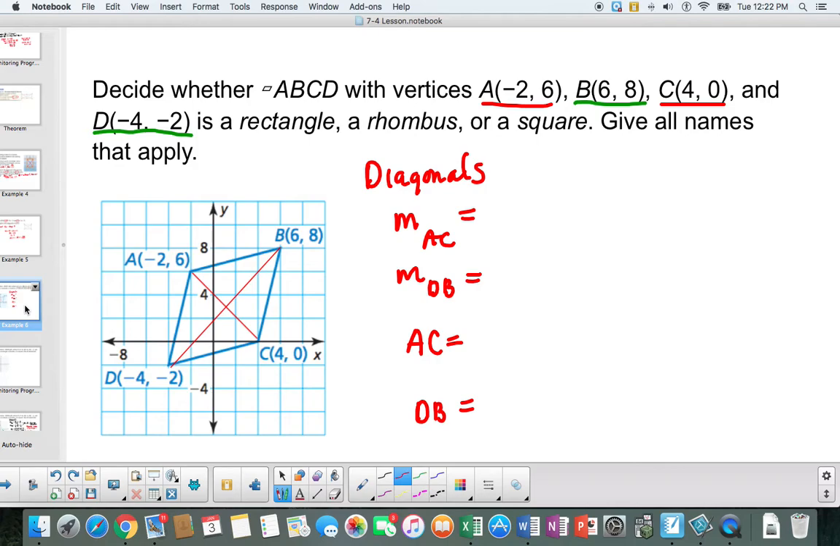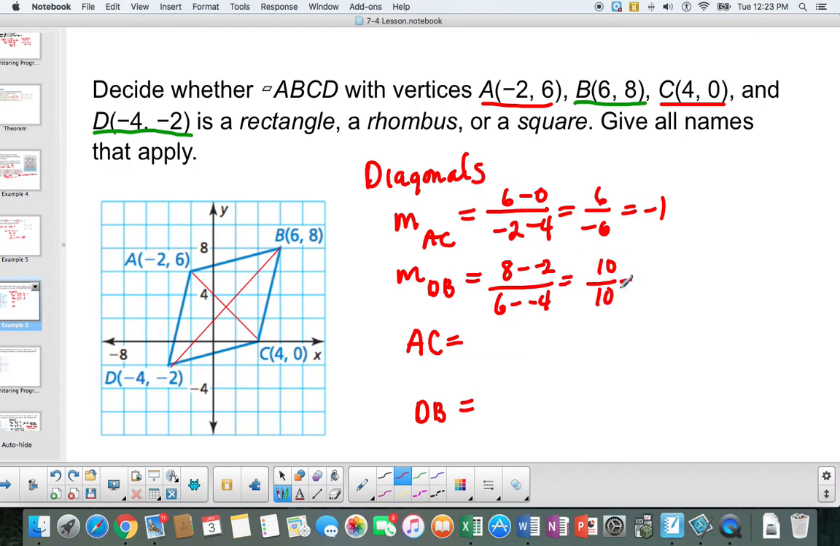All right, we want to decide if this parallelogram is a rectangle, rhombus, or square, and I'm going to do it by looking at diagonals. So I'm going to look at diagonal AC and find its slope. So the slope of this is going to be 6 take away 0 all over negative 2 take away 4, which is 6 over negative 6, negative 1. Okay, DB, I want to find its slope. So that's going to be 8 take away negative 2 all over 6 take away negative 4. That's going to be 10 over 10, which is 1.